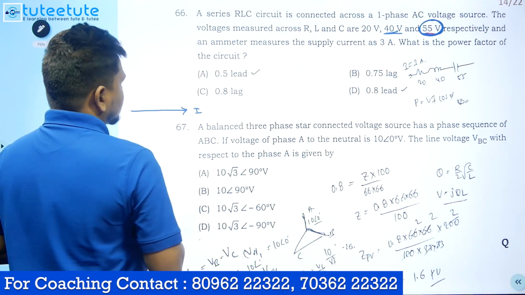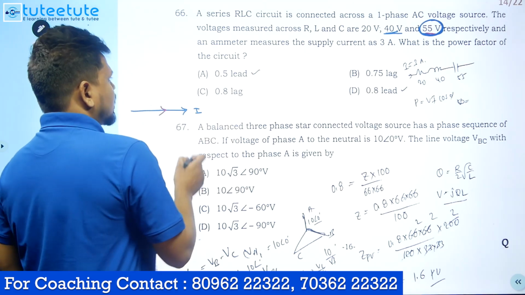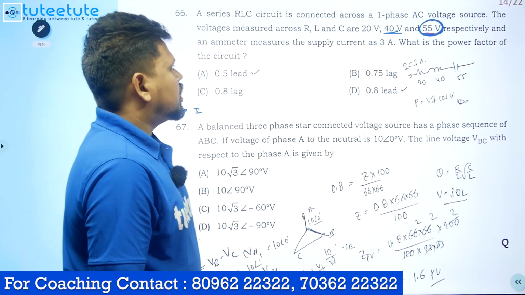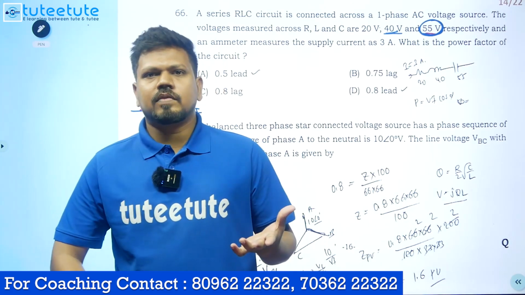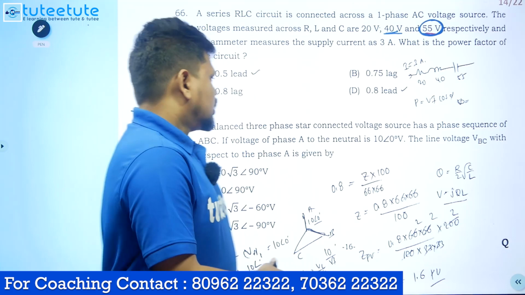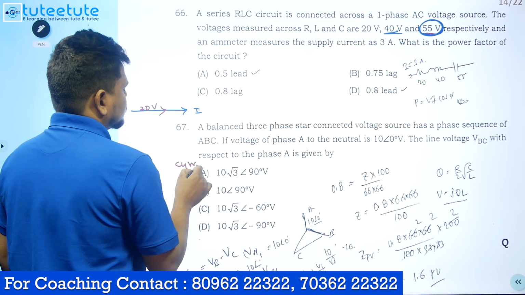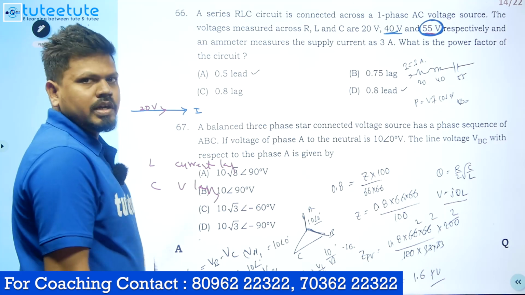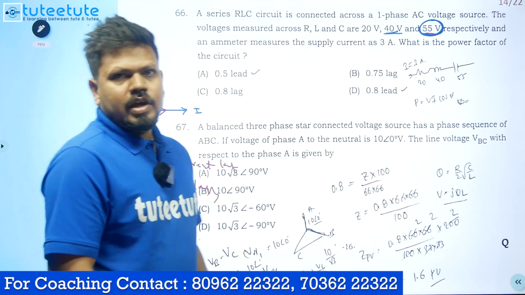In the resistance, current is in phase with voltage, so this is the 20 volt they have mentioned. Now in the inductor, voltage will come first, and in the capacitor voltage will be lagging compared to the inductor. Otherwise we can understand it like this: in an inductor current lags, in a capacitor voltage lags. So we have to understand like that.